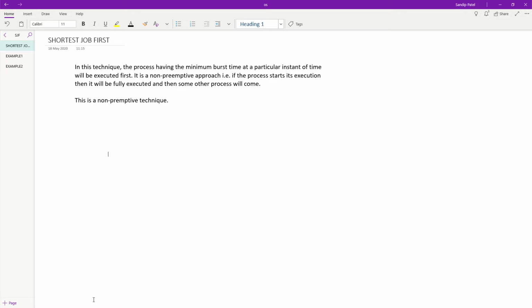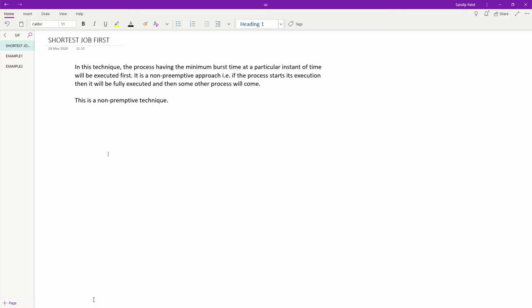So in this technique, the process having the minimum burst time at a particular instant of time will be executed first. This is how the algorithm works. It is a non-preemptive approach. You remember the non-preemptive approach: if a process starts its execution, then it will be fully executed, and only then is another process given the chance. If a process enters the CPU, it will not leave the CPU until it has completed its execution. That is the non-preemptive approach.